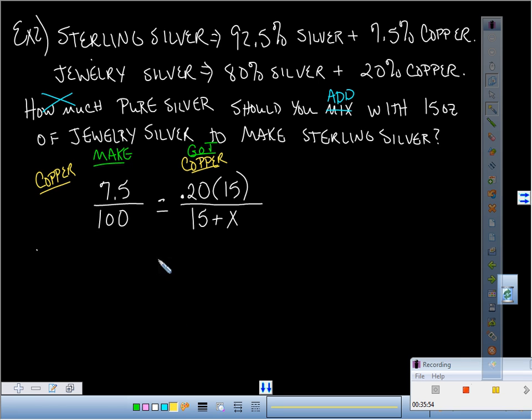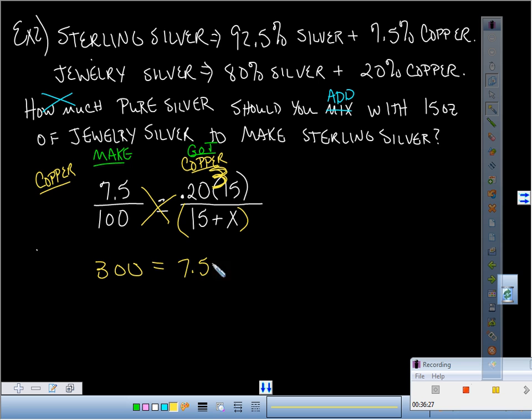Can I solve this, guys? This is easy to solve. I'm going to cross multiply. The first thing I'm going to do is say, what's 20% of 15? What's 1/5 of 15? It's 3. So that is really a 3 right there. So what's 100 times 3? 300. Equals. Now I'm going to multiply this.